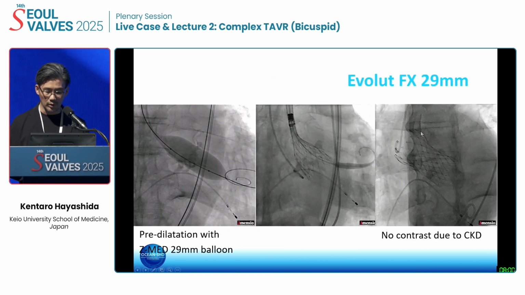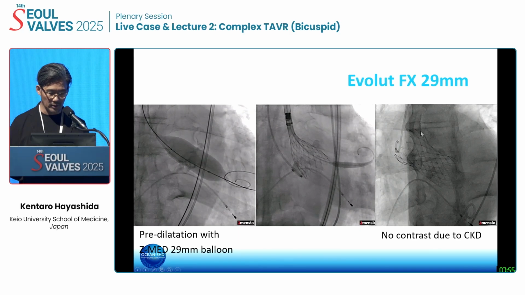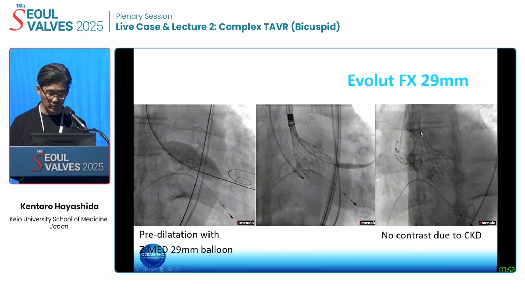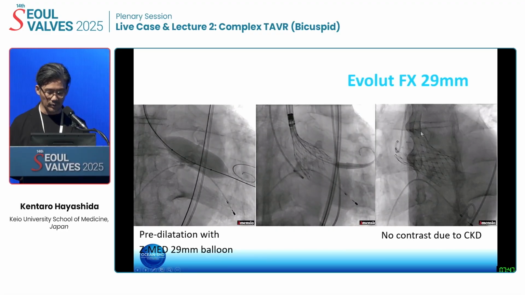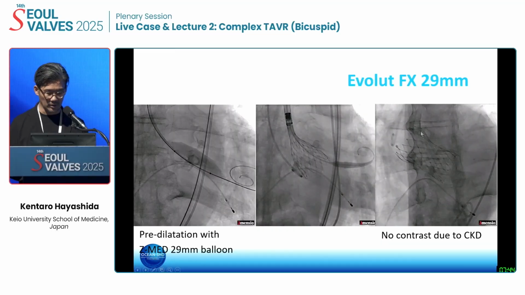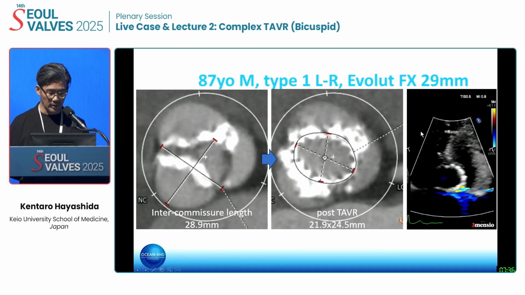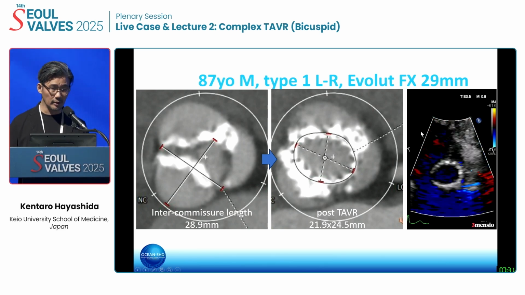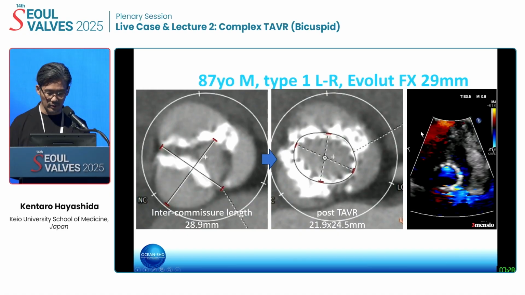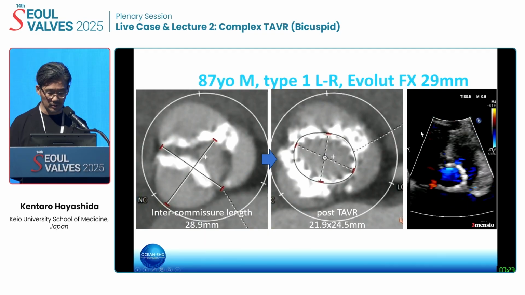And we always perform very good pre-dilatation. And we try to deploy the Evolut not too high, not too low. And this is the final angiogram. However, we didn't inject any dye because the patient had CKD. And this is the post-procedure CT scan. If we put the self-expanding device, the metal doesn't expand that well. However, the bioprosthesis is located a little bit higher, and we didn't see that much PVL. Despite the LVOT calcification, it should be okay.